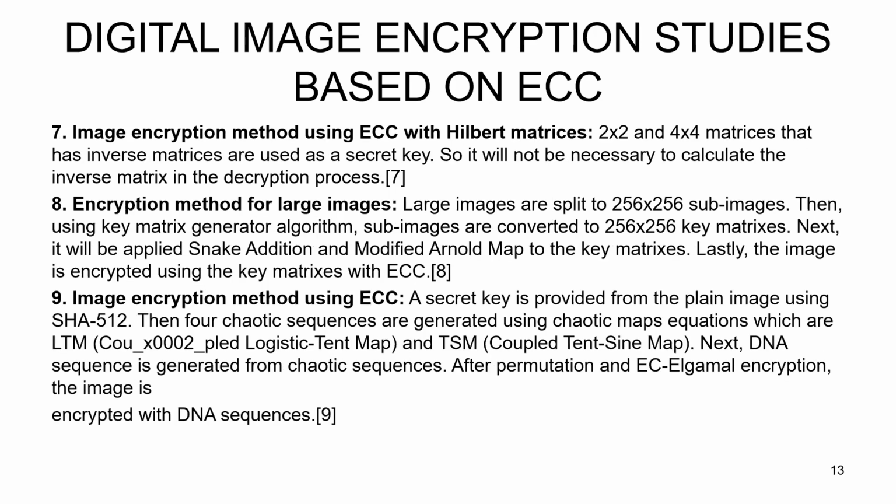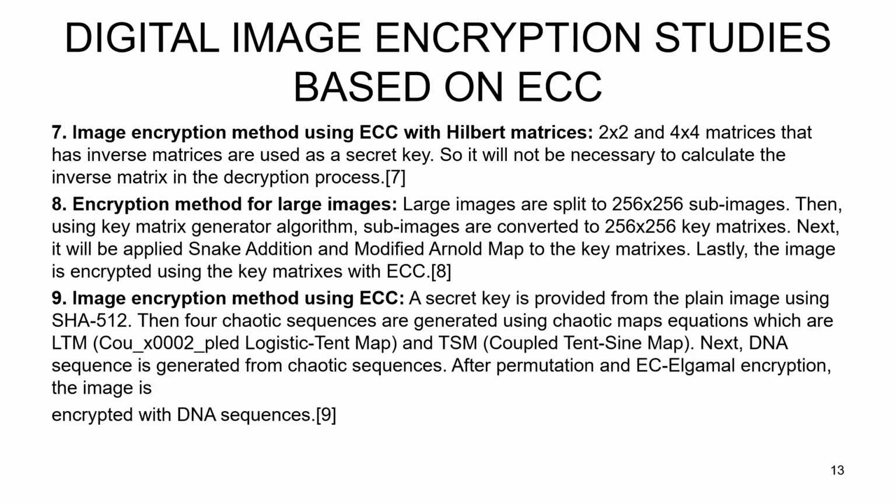Number seven, image encryption method using ECC with Hilbert matrices. 2 by 2 and 4 by 4 matrices that have inverse matrices are used as a secret key. So it will not be necessary to calculate the inverse matrix in the decryption process.